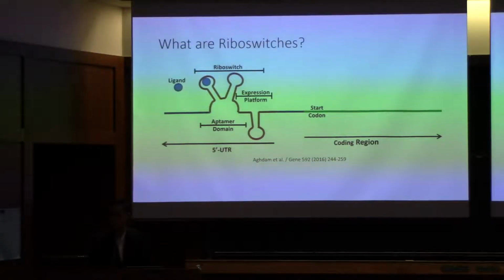It contains an aptamer domain. An aptamer is basically a sensor for any specific ligand that binds to it. Another feature of a riboswitch is the expression platform. This works by when the ligand binds to the aptamer, the riboswitch folds differently. That fold either terminates transcription or inhibits translation. So that's how riboswitches regulate gene expression.